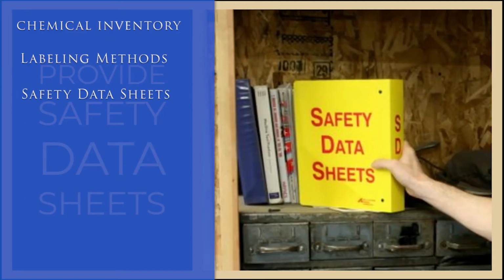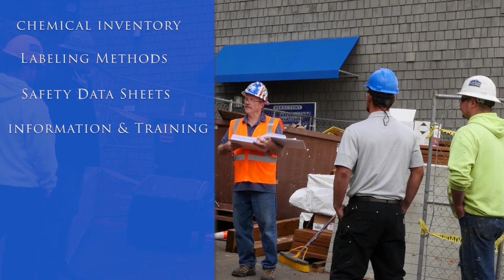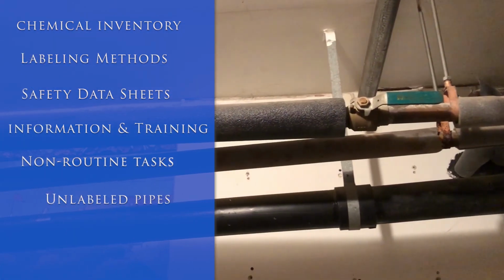the safety data sheets, the methods for informing and training employees of chemical hazards, how employees are informed of hazardous non-routine tasks, and how employees are informed of the chemicals in unlabeled pipes. That's it. It doesn't need to be any more complicated than that. Now, if you're on a site with multiple employers, one additional requirement is that you need to mention how you will be communicating and coordinating the hazard communication programs between the different employers.